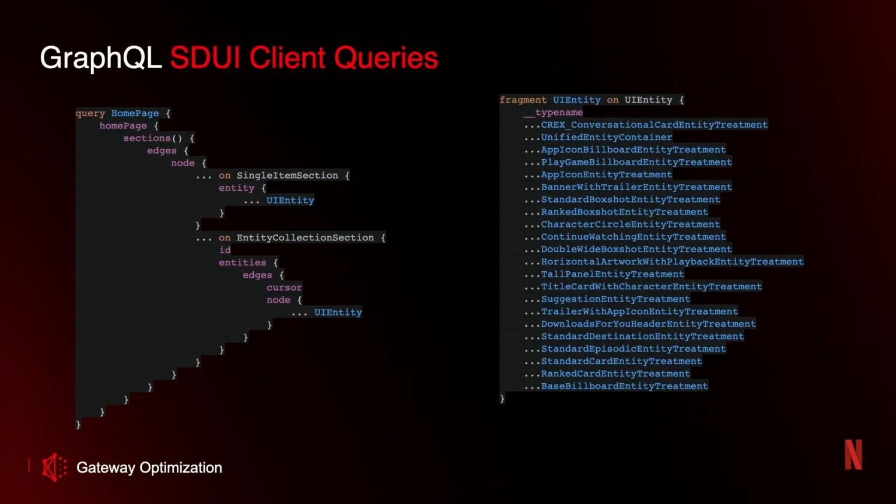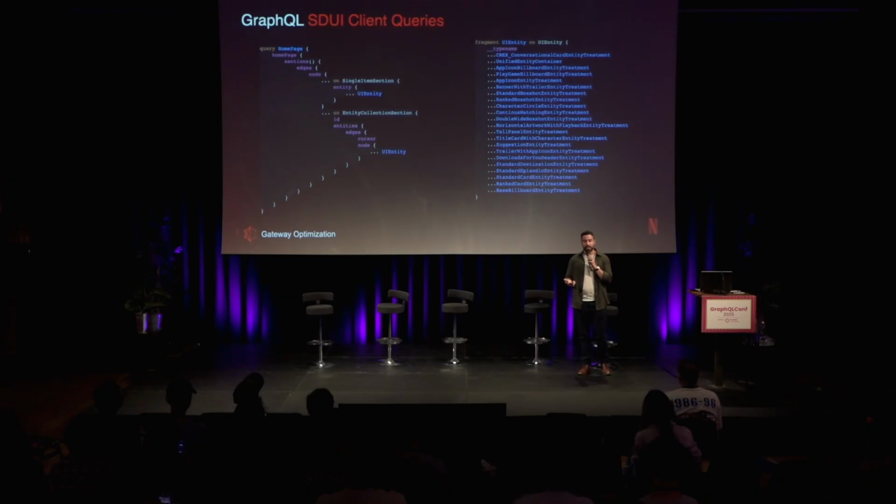So in terms of how clients are querying this system, they obviously query it in a hierarchical manner, right? So they start with, hey, I'm going to query for a home page, then I'm going to grab some sections, and then if it's a single item section, use this fragment spread. If it's an entity collection section, use this fragment spread.